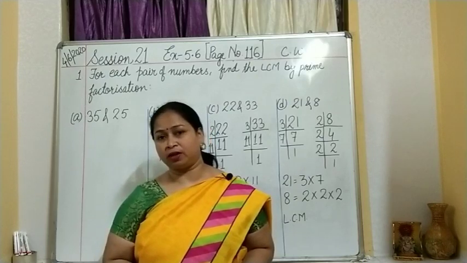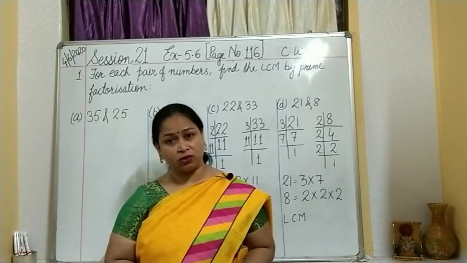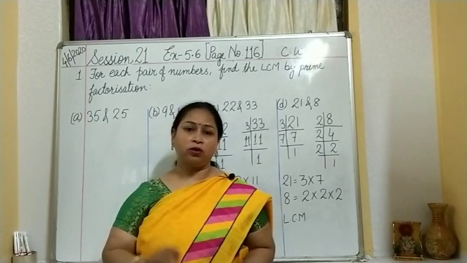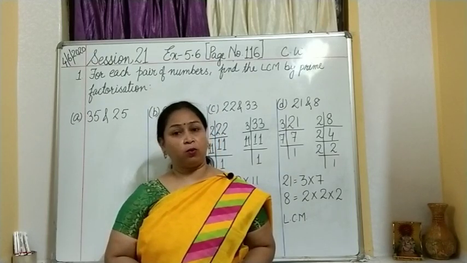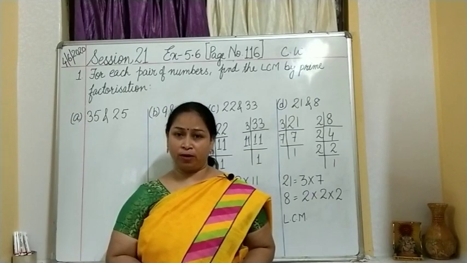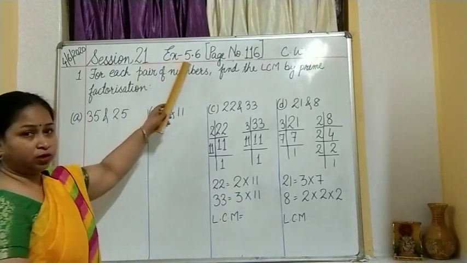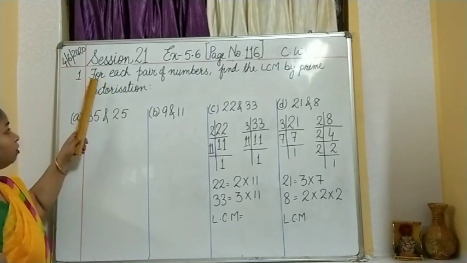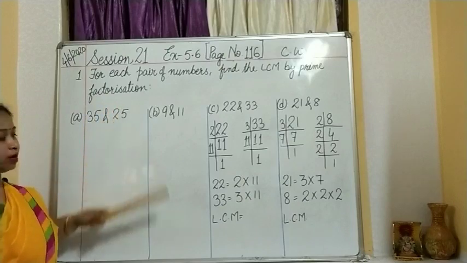Instead of dealing with other examples and all the other things, I thought it's better we start the exercise, and I'll be explaining all the steps of how it is done. Here also we can do it by two methods. One is the prime factorization method, the other one is the common division method. The first question of your exercise 5.6, on page number 116, is: for each pair of numbers find the LCM by prime factorization.